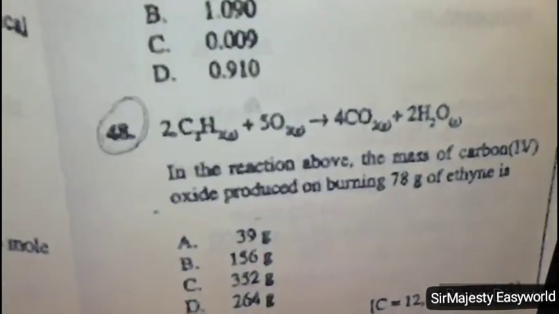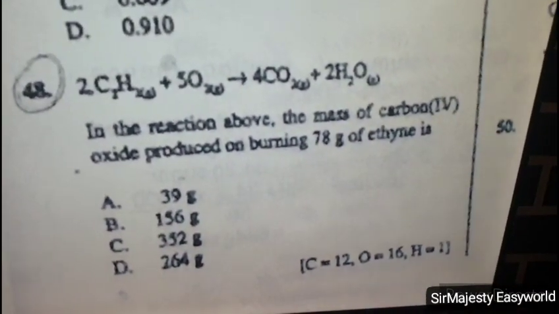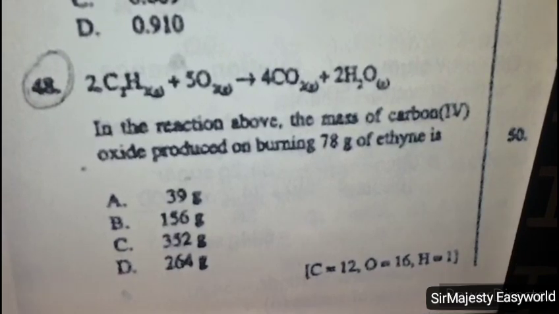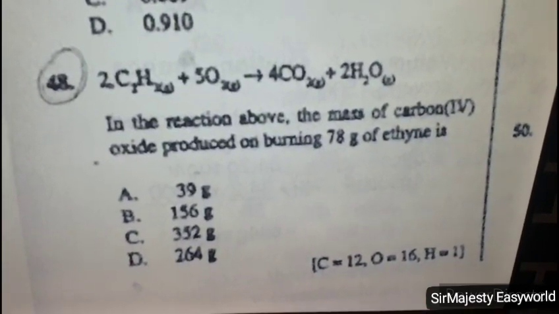Was it the page? Okay, yeah. Question 48. You see the stoichiometry. In the reaction above, the mass of carbon 4 oxide produced on burning 78 grams of ethane is.